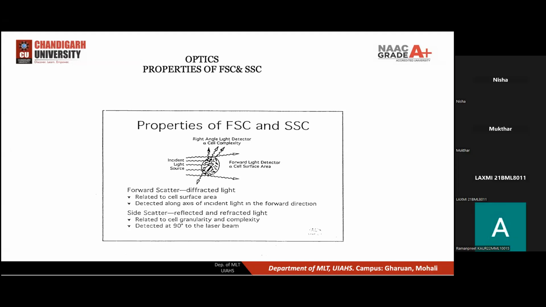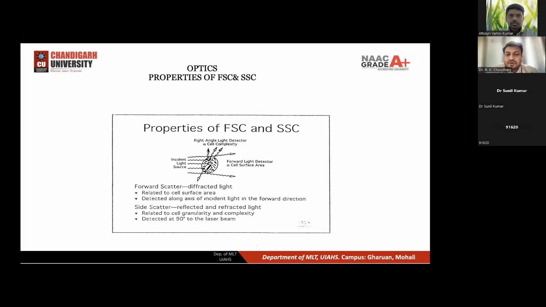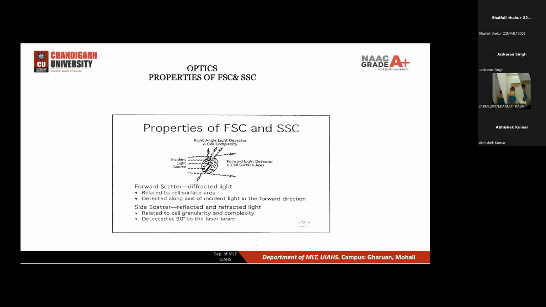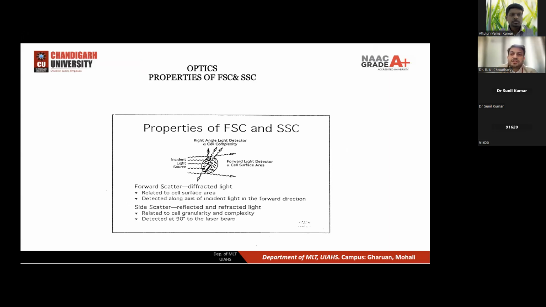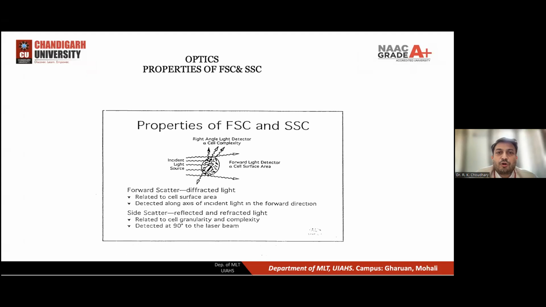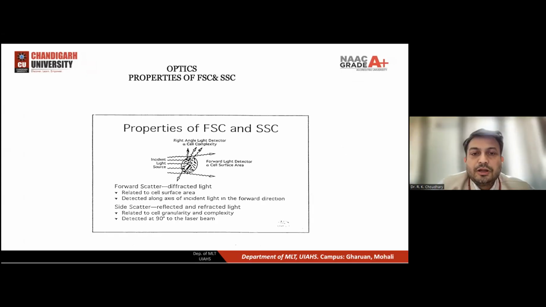Second, side scatter. What is side scatter? Side scatter is reflected and refracted light, related to the cell granularity and complexity, detected at 90 degrees to the laser beam. So any surface, the whole cell surface area, if you find anything, then you can identify. Basically, this is the optic principle. The same principle is used in the auto analyzer, like the 5-part differential, no doubt. But what is the difference? We will discuss that next.